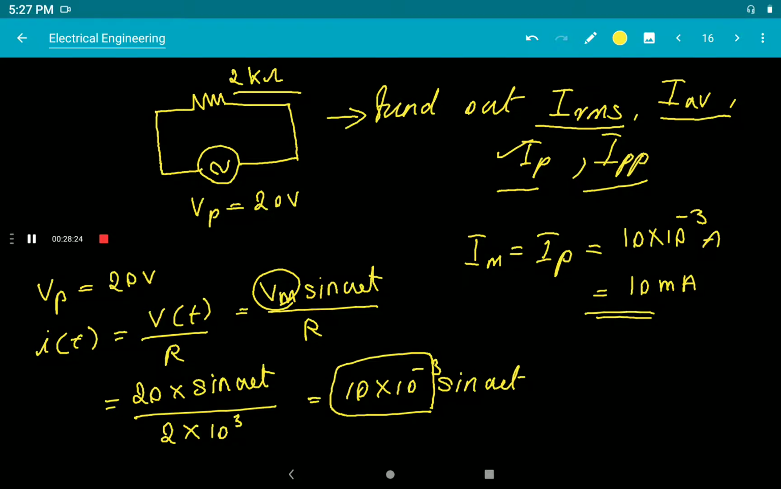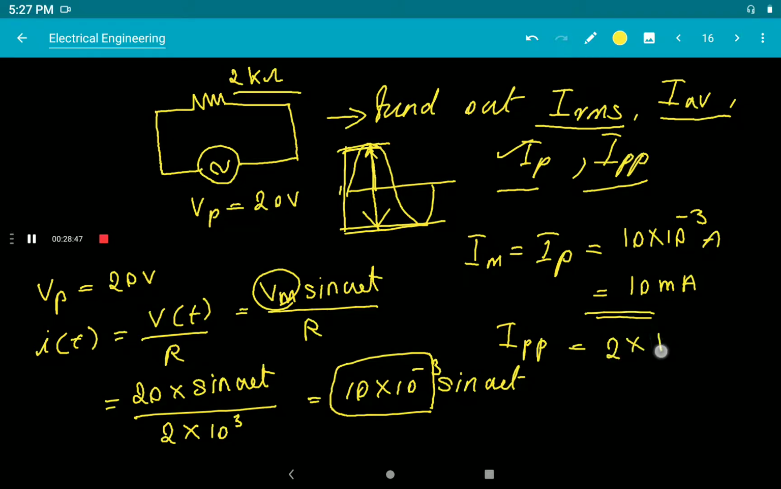And what will be the peak to peak value? If we represent a waveform, this is the peak value, this magnitude. Peak to peak means double that, from the positive peak to the negative peak. So we have to do 2 into Im, so that will be 20 milliampere. Okay, 20 milliampere. Now you have to find out IRMS. What is the equation for IRMS? Im by root 2.